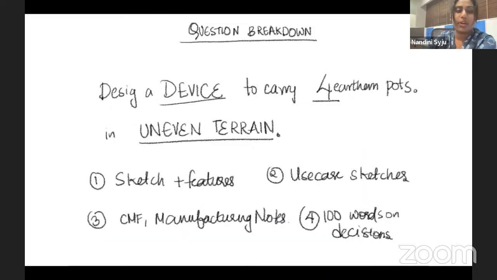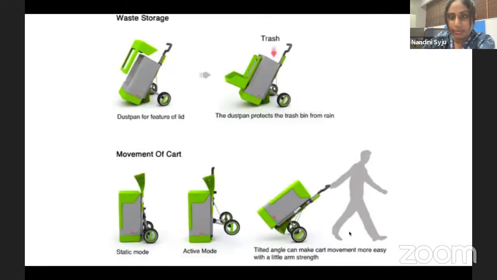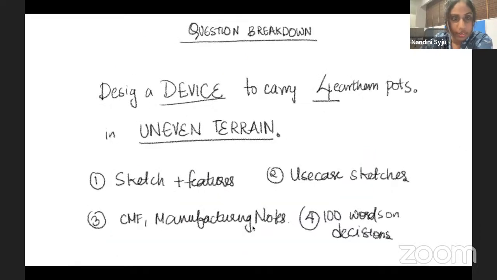All right, so one more time, question breakdown. There's four other parts. One thing that you have to look at is uneven terrain, right? You have to create a sketch. You have to annotate the features. Use case sketches you have to create. So basically, just like what we are seeing over here with the human being and the product, the human being interacting with the product, and CMF and manufacturing notes. Over here, I've used a technical term called CMF so that you guys are also exposed to this.